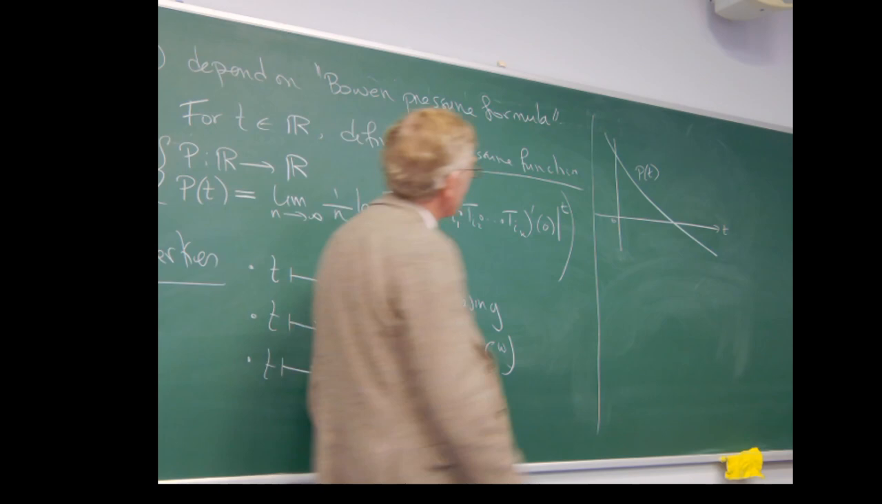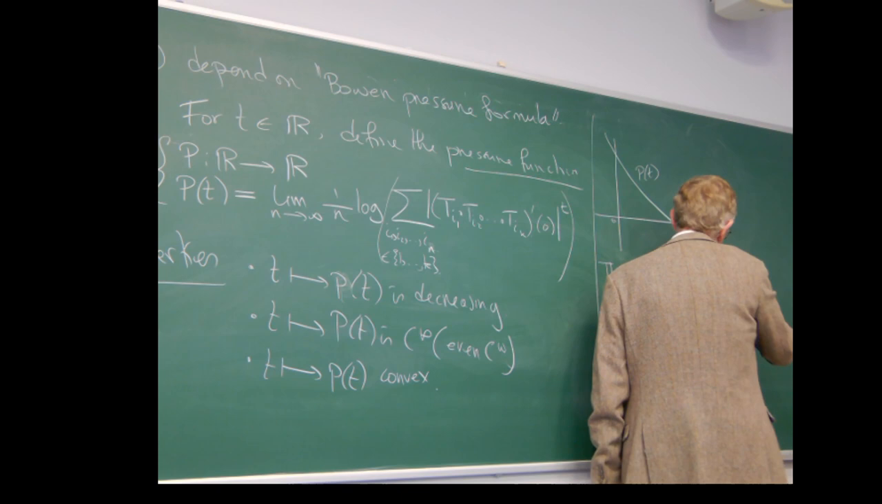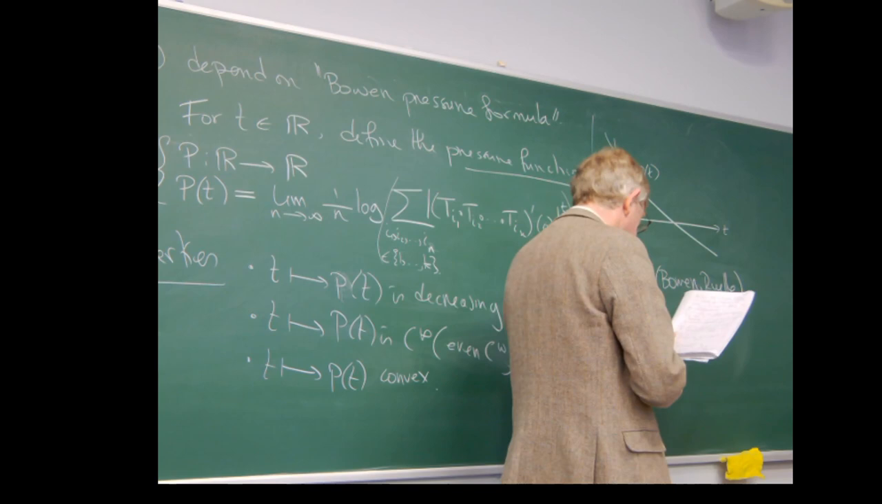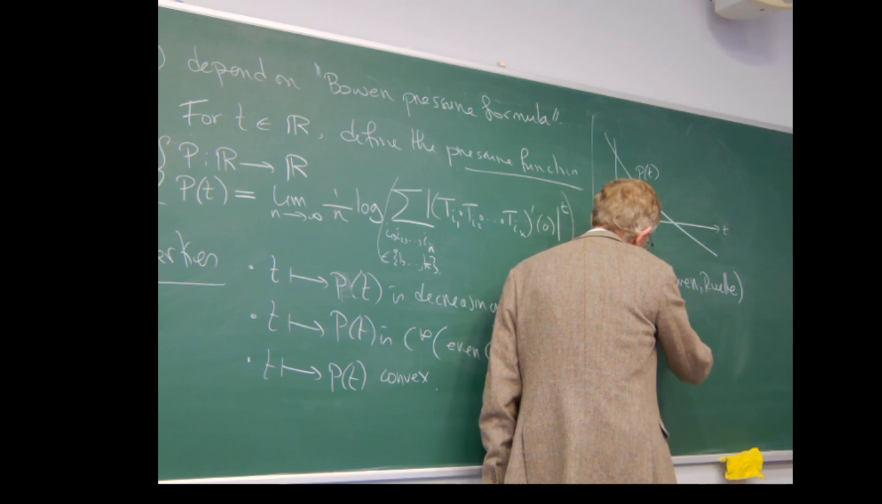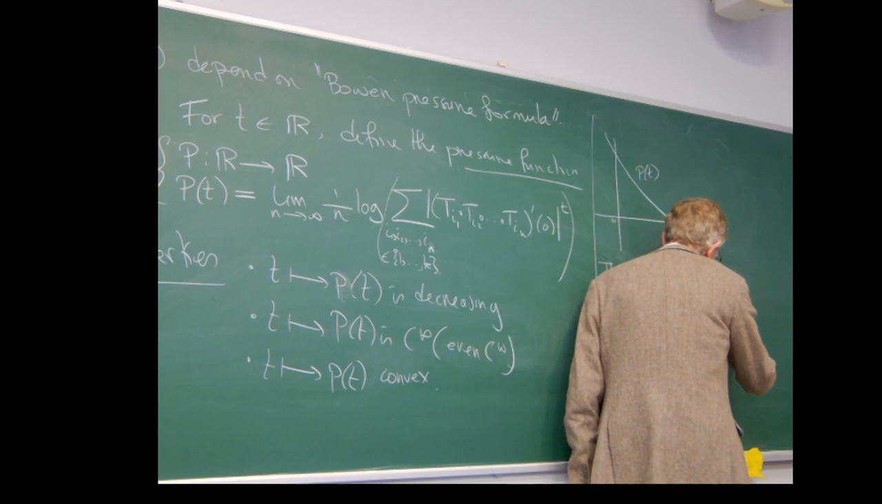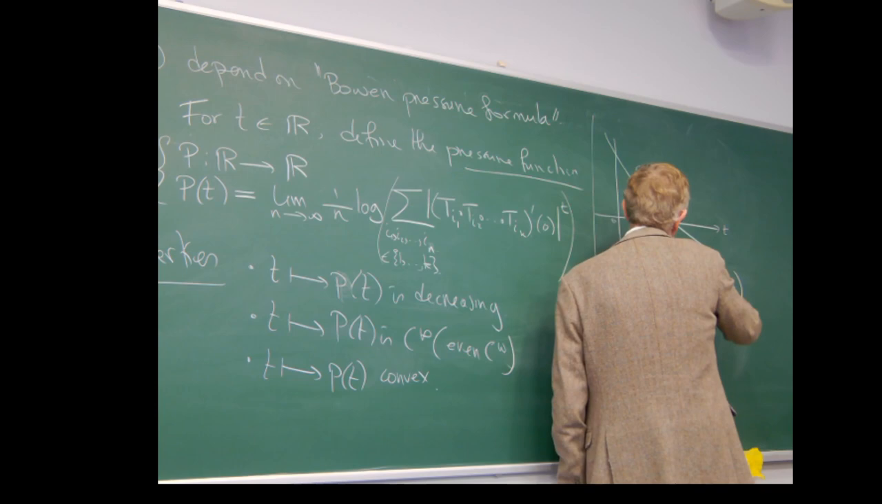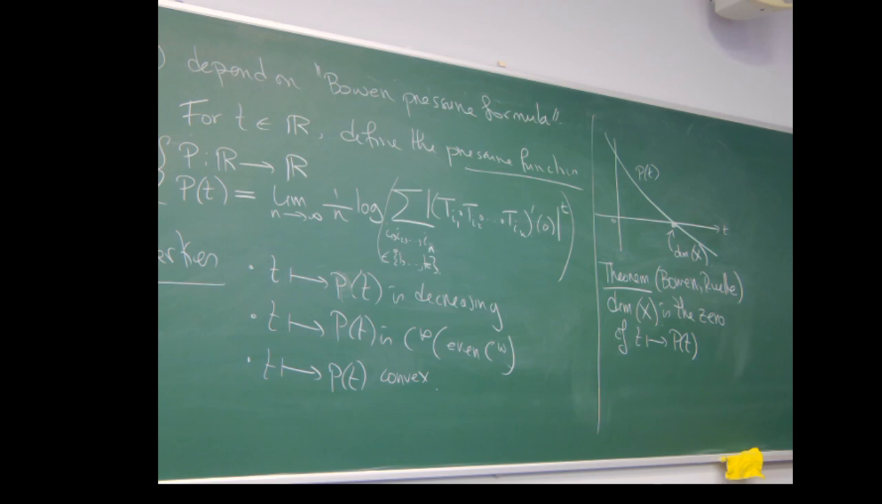Doesn't matter. But the theorem is the following. It's usually attributed to Bowen, although in the more general setting, it's due to Ruelle. And what it says, of course, is that the dimension of the set X associated to these contractions for the iterated function scheme is the zero of that map, t goes to p of t. So this value here is going to be the dimension of X. And so in some sense, it's like a generalization of Hutchinson's theorem.